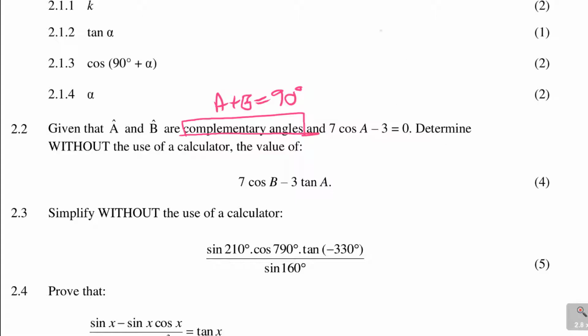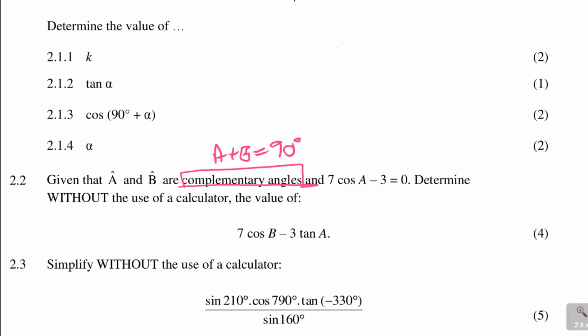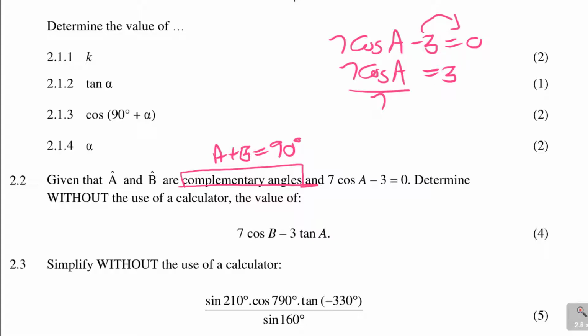So again, what they are trying to say to you here is this. If we're saying 7 cos A minus 3 is equal to 0, now you have to make cos A the subject. So 7 cos A is equal to negative 3, jump the sign, is 3. Then divide by 7 on both sides so that you can cancel out that 7. So you've got cos A is equal to 3 over 7. Pause a bit there.